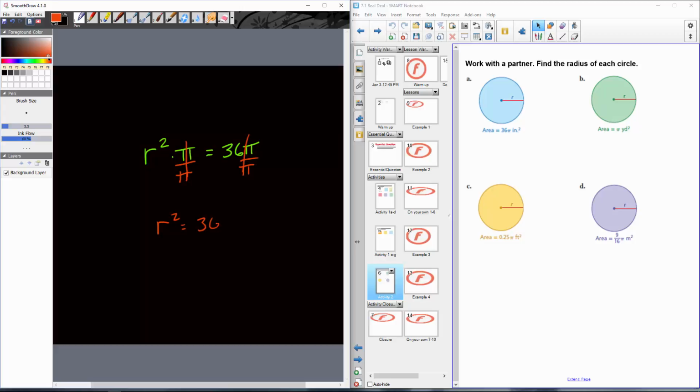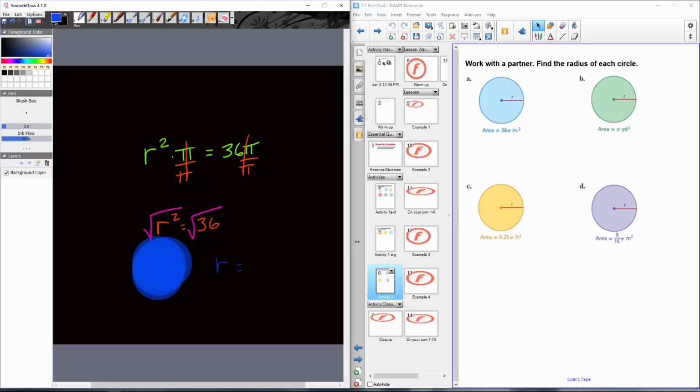And now I have to think about the inverse of r squared, which would be the square root of r squared, and I do it to both sides. And when I do that, I'm now going to have r. So I have r equals, and the square root of 36 is just 6. So that's this answer here. This is 1, so I'd have 1, and the square root of 1 is 1, of course. This is 0.25, so this answer is 0.5. And this is 9/16, so that will be 3 over 4.